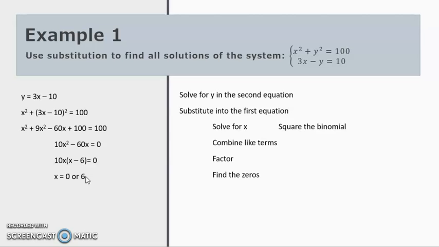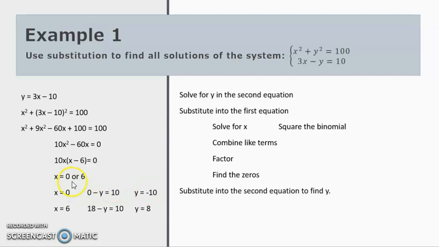Now, the last thing I need to do is take these and put them into an equation, one at a time, and find out what the y would be. I'm going to use the bottom equation just because it's a little simpler than the top equation, but you could use the top equation and it would still work. So when I put 0 into that equation, I got 0 minus y equals 10, so y is negative 10. And when I put 6 into the bottom equation, I got 18 minus y is 10, and y is 8. So my answers are the points (0, negative 10) and (6, 8).